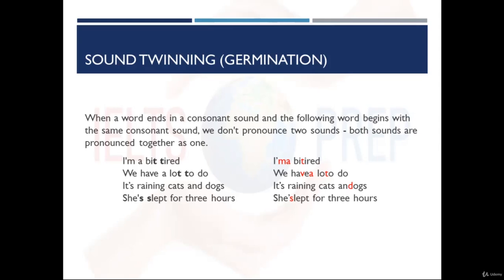Instead of me saying two separate T sounds, I'm a bit tired. No, I just want to use one. I'm a bit tired. I'm only producing one T sound. And you can see that I've also used the linking that we just looked at, I'm a. Instead of saying I am a bit tired, no, I'm a bit tired.